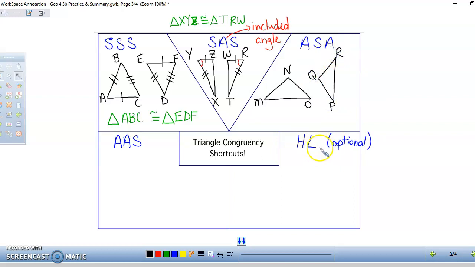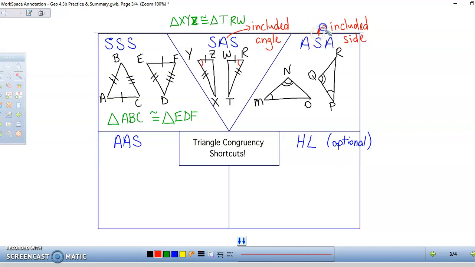Okay, so in this picture, I'm going to mark 2 of the angles congruent. So I'm going to mark angle M, and let's say that's congruent to angle P. And then I'm going to mark angle N, and let's say that's congruent to angle Q. Okay, so for this particular one, the side is what's called an included side.